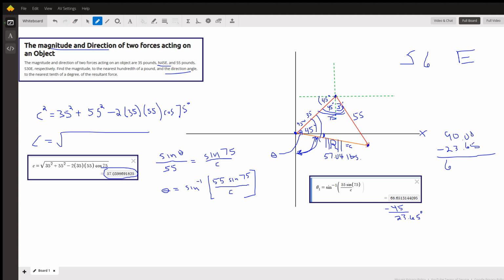You have to decide which is easiest in the context of the problem, converting to rectangular coordinates or using the law of cosines. There you go.